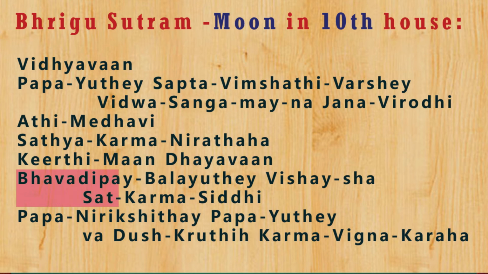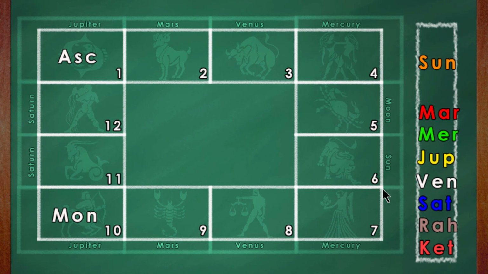The next words are Bhavadipe, Balayute, Vishesha Satkarma Siddhi. If the lord of the 10th house is powerfully disposed, the native will be highly virtuous. This is something very interesting that Sage Bhrigu always recommends, that we look into the placement of the lord of the house concerned. If the lord is powerfully placed, then he says this is a very good combination.